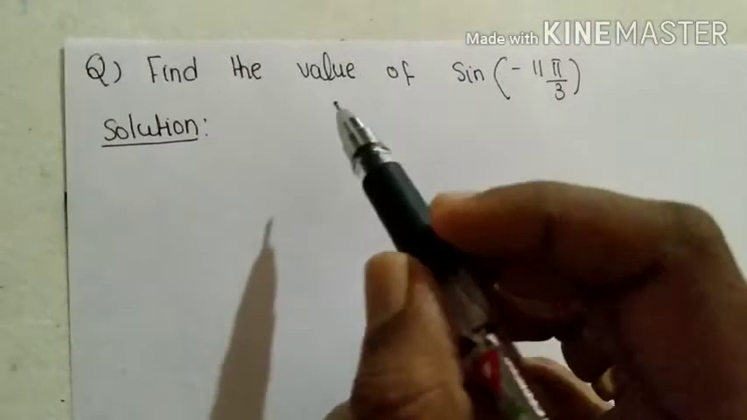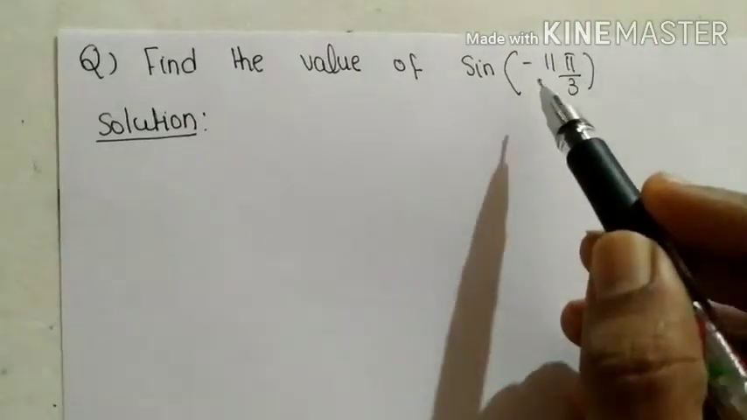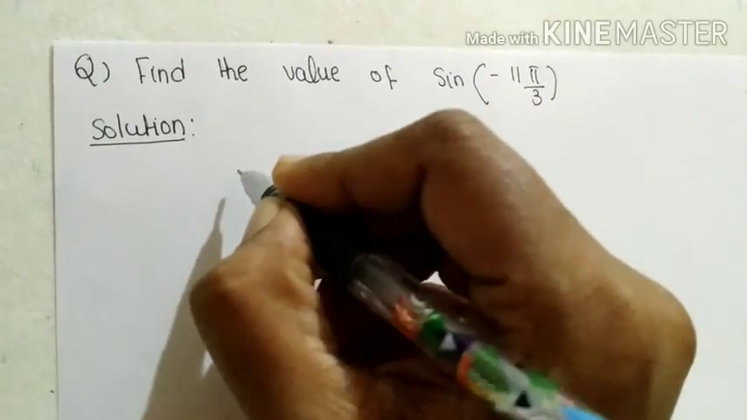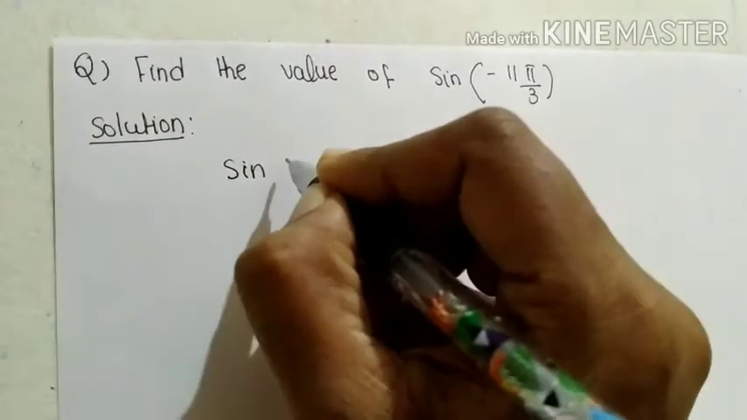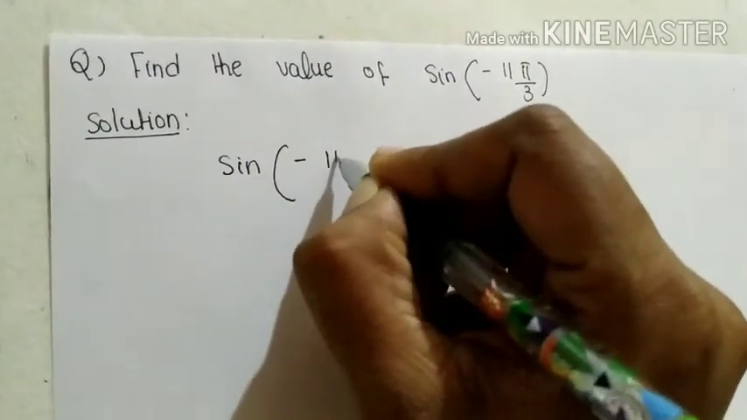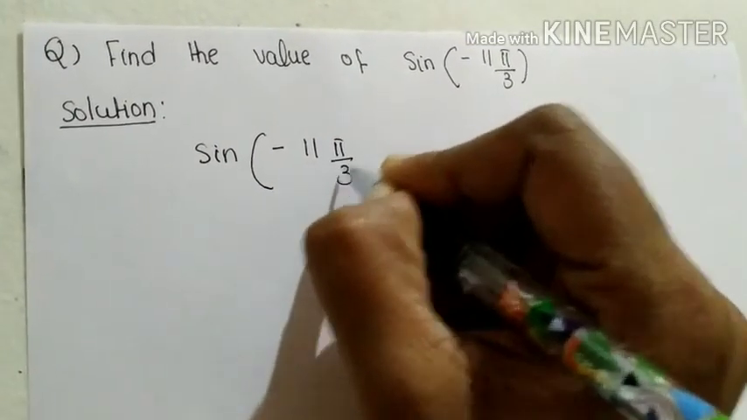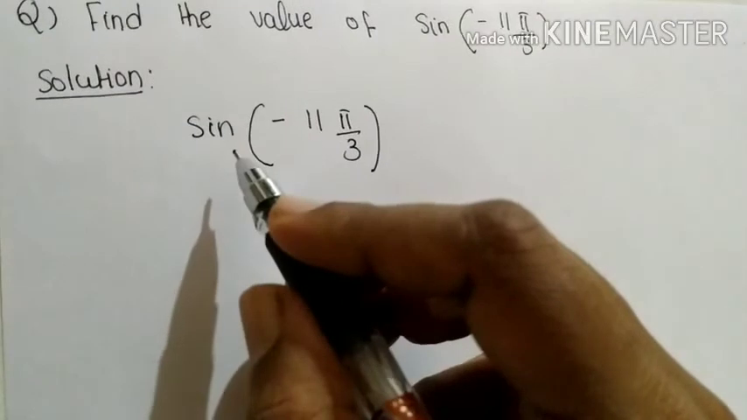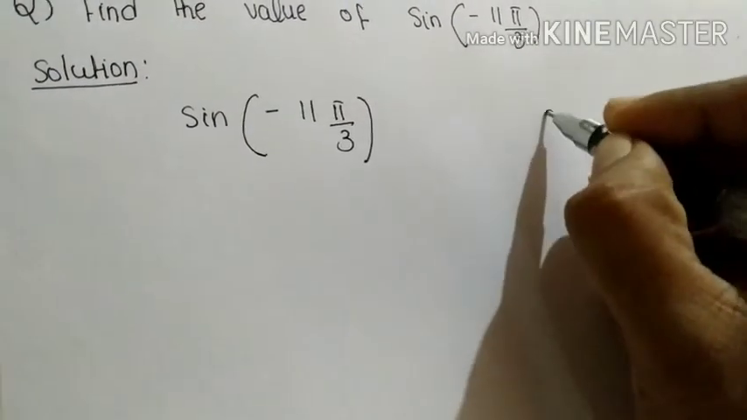This is our next question. Find the value of sine of minus 11 pi by 3. So let's start the solution of this question. Given that sine of minus 11 pi by 3, right? So we need to find out the value of sine of minus 11 pi by 3.